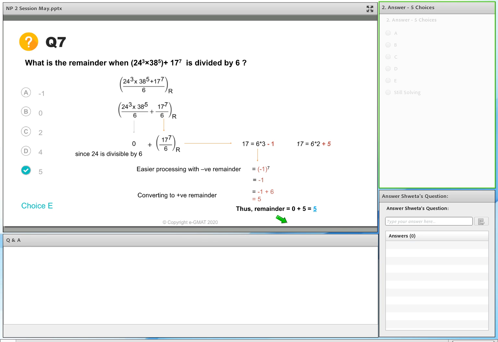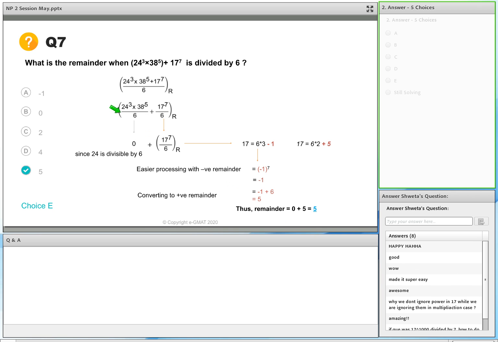Tell me now in the chat box, how do you feel about this? We are not ignoring any powers in this first expression also. We're not ignoring powers. Really what happened was 24 is divisible by 6. The remainder there is 0, so it just becomes 0 to the power 3. Now, if it is 0 to the power 3 or 30, it doesn't matter, right? That is why it doesn't matter at all.